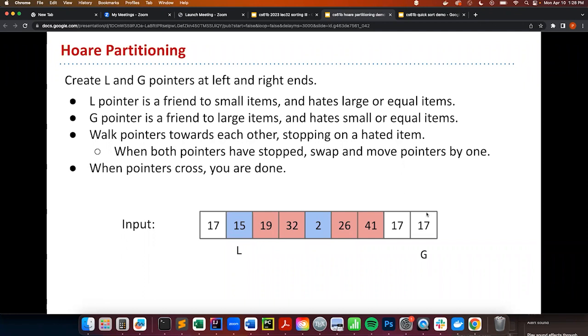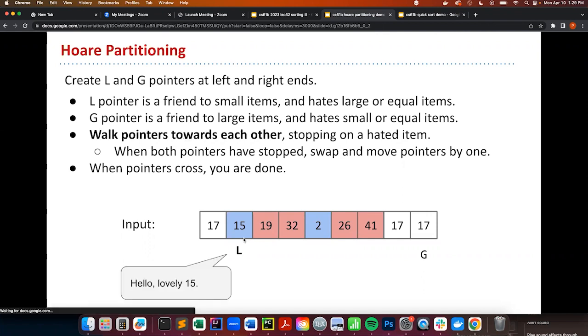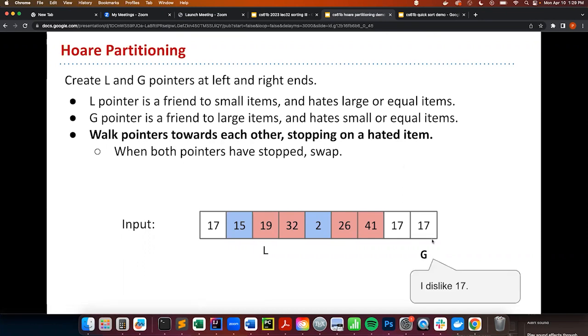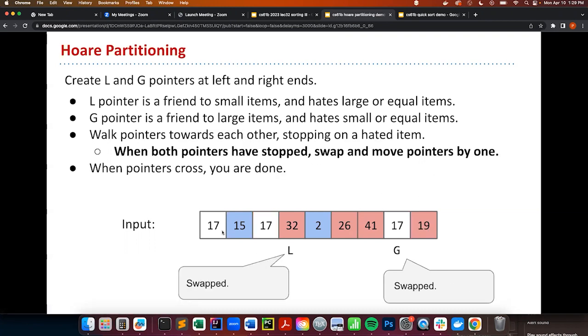Okay. So what we're going to do is start walking the pointers towards each other. When they find something they don't like, they're going to stop. And once they both stop, they're going to trade. Think of them as bouncers. So here's L. L is okay with 15. So it says, hi, lovely 15. Then L walks here and says, grr, 19. Don't like it. G immediately, first day on the job, says, I dislike 17. And now L and G are going to, with a practice heave of a bouncer, toss these things across. There we go. Boom. So they swap 17 and 19.